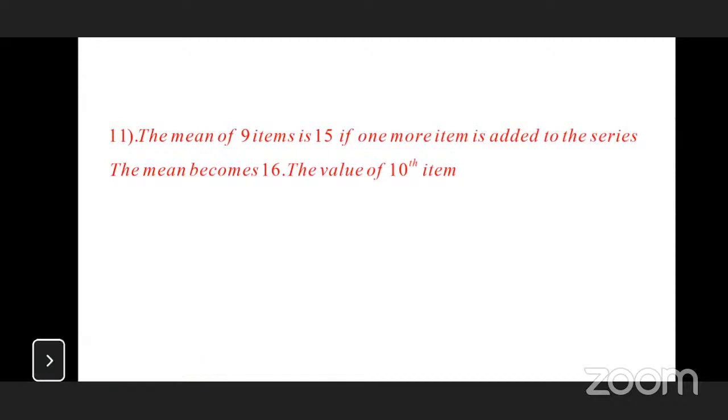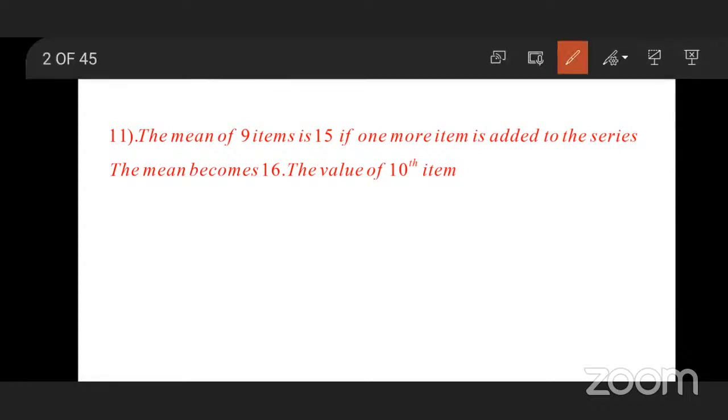First problem. The mean of 9 items is 15. If one more item is added to the series, the mean becomes 16. Then find the value of the 10th item. What is given? The mean of 9 items is 15. Then one more item is added to the series, and the mean becomes 16.